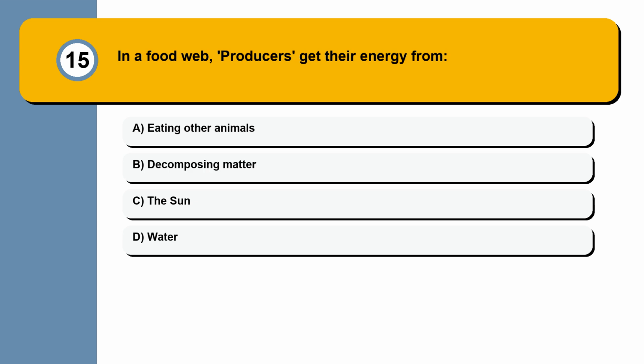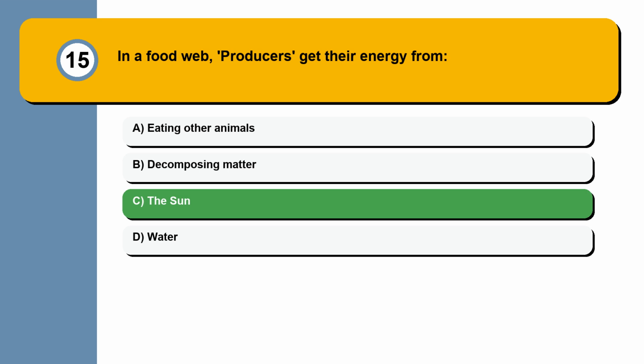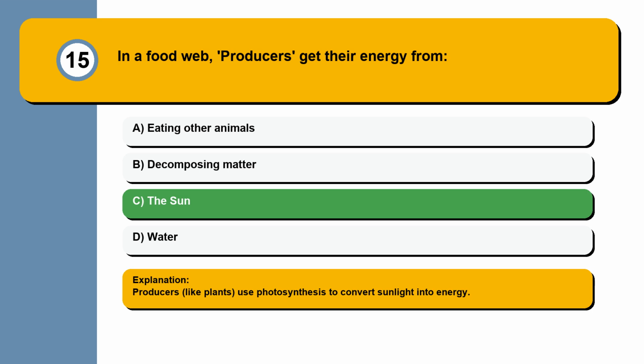Question 15. In a food web, producers get their energy from eating other animals, decomposing matter, the sun, water. Producers, like plants, use photosynthesis to convert sunlight into energy.